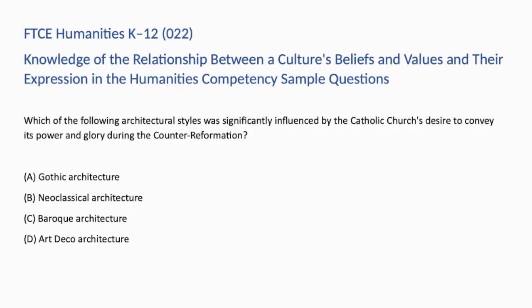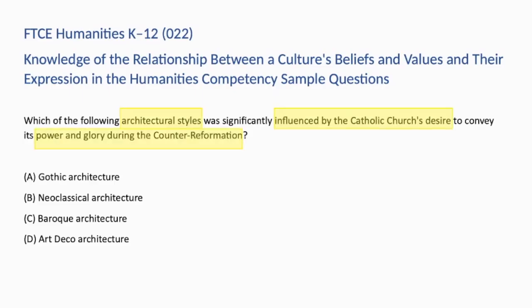Which of the following architectural styles was significantly influenced by the Catholic Church's desire to convey its power and glory during the Counter-Reformation? A. Gothic architecture, B. Neoclassical architecture, C. Baroque architecture, or D. Art Deco architecture. So this question wants us to identify the architectural style influenced by the Catholic Church's desire to convey power and glory, and this would occur during the Counter-Reformation.